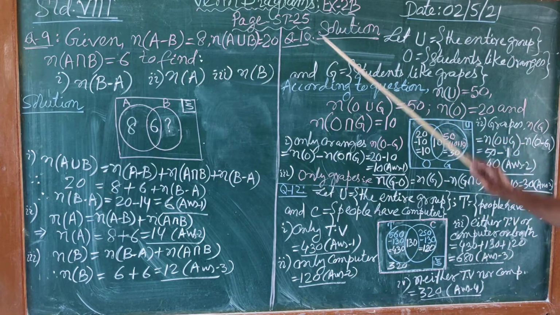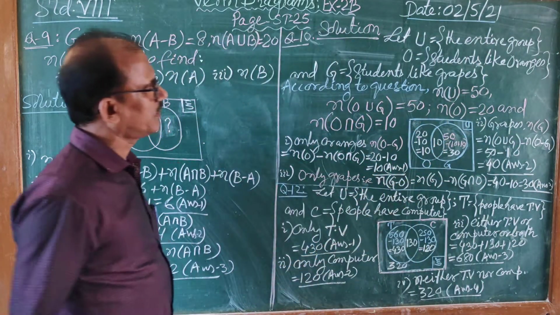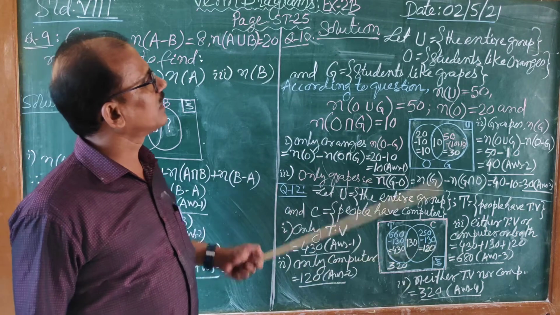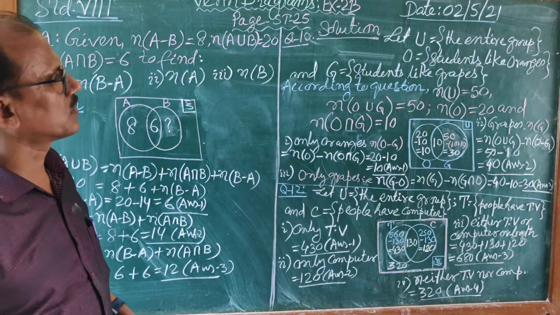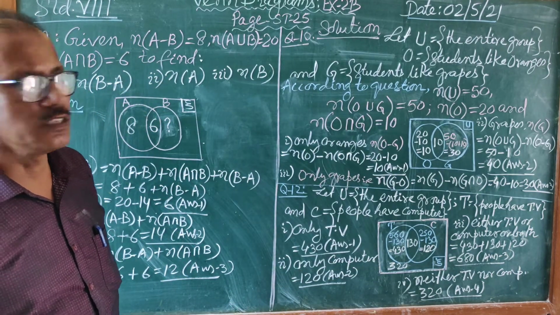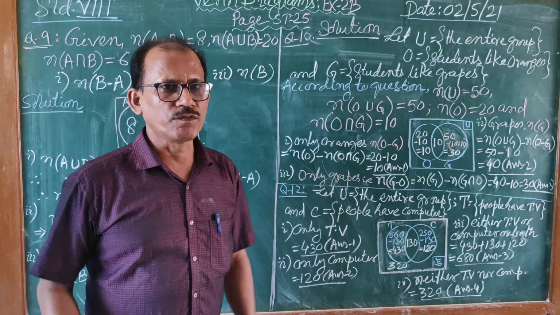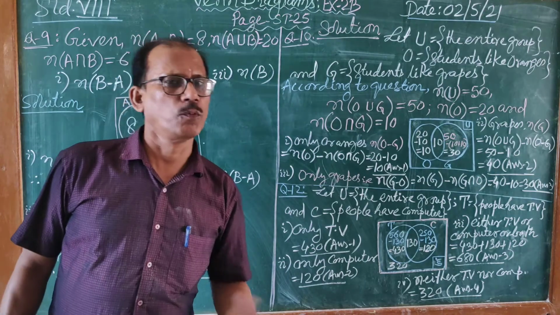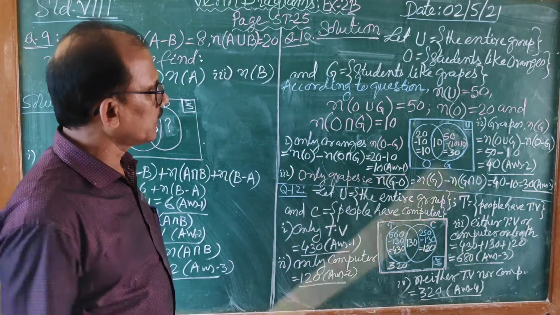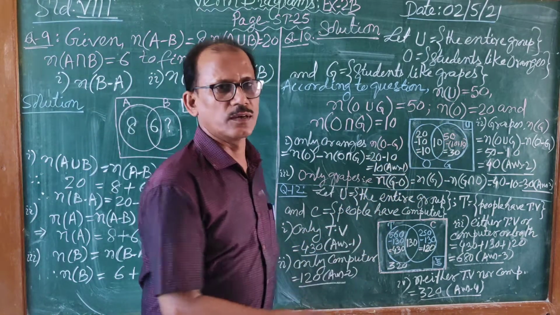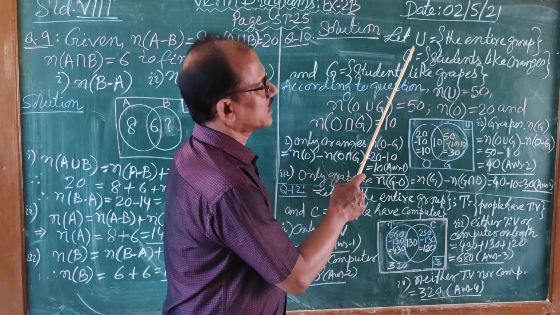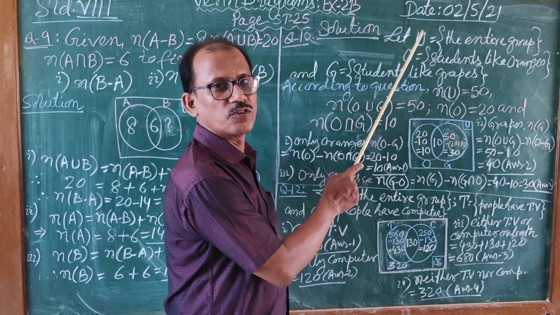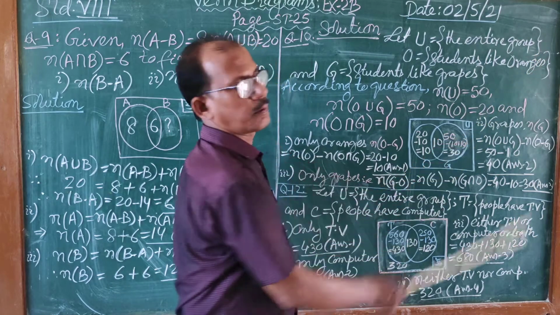Now I will move on to question number 10. Question number 10 is given as a word problem: the entire group is having students who like oranges or grapes. Total 50 students are there, either of the things they like or both they like. That means altogether it is 50 students. So let the universal set be the entire group of the people.